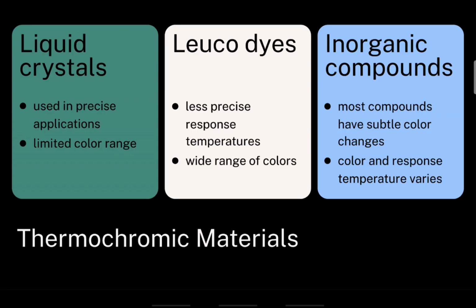Lastly, we have inorganic compounds. A lot of these compounds exhibit subtle color changes upon heating, such as zinc oxide, which is white at room temperature and changes to yellow when it's heated. Vanadium dioxide is a semiconductor at room temperature, allowing infrared to be transmitted. But above 68 degrees Celsius, it acts as a conductor and reflects infrared, which I will go into more detail later. This is also accompanied by a change in color.